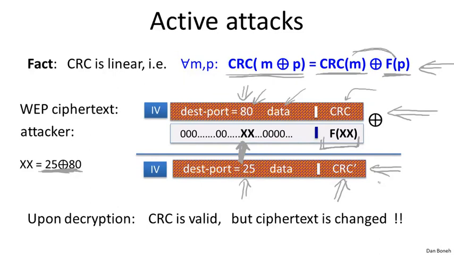The end conclusion here is basically that a CRC checksum provides absolutely no integrity at all against active attacks, and it should never ever be used as an integrity mechanism. Instead, if you want to provide integrity, you're supposed to use a cryptographic MAC, not an ad hoc mechanism like CRC.